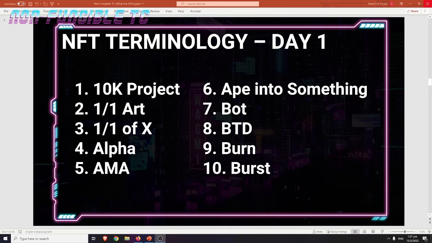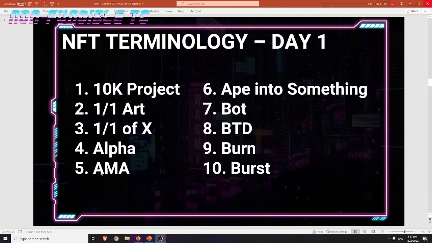AMA is basically a variation of Ask Me Anything, and generally NFT projects hold regular AMA sessions during which community members are welcome to ask questions. If an NFT project has an AMA, basically the founder or creator would be out there in Twitter Spaces, and they'll ask people to come up and then people can ask them questions.